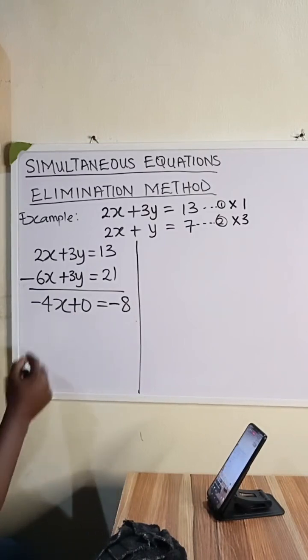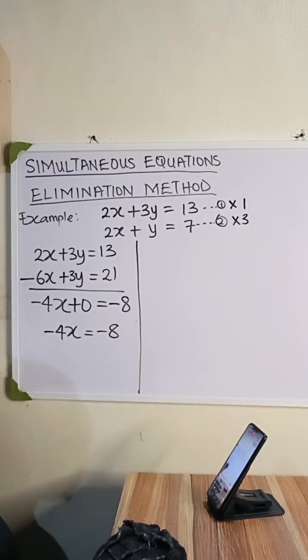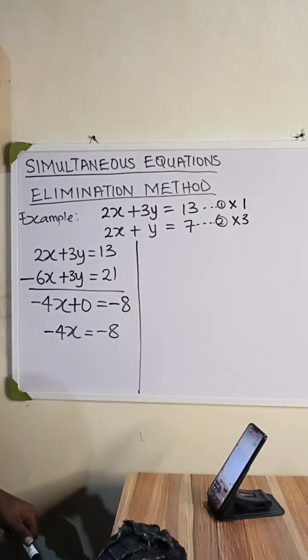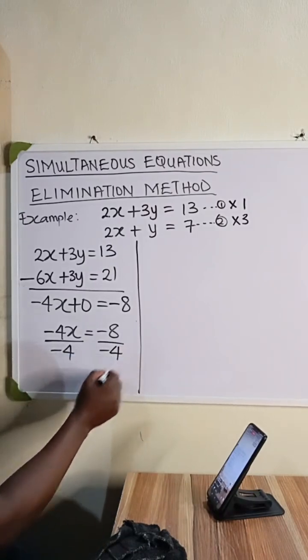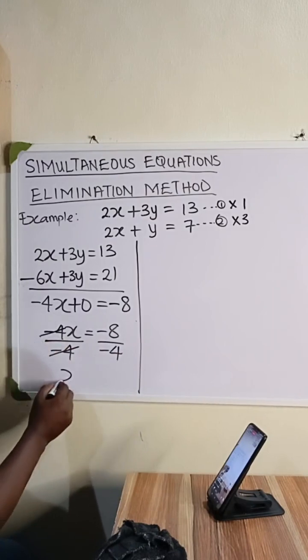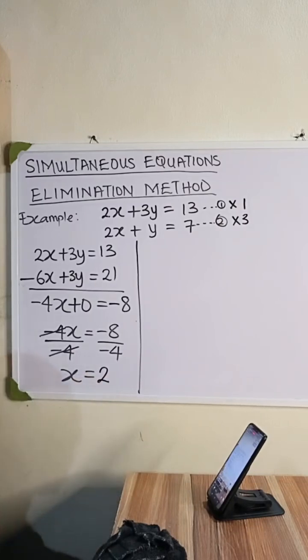So since we have 0 here, we simply have minus 4x is equal to minus 8. To get x, we'll simply divide both sides by minus 4. So we cancel out minus 4, we have x is equal to minus 8 divided by minus 4. That will give us 2. So we found out that our value of x is equal to 2.